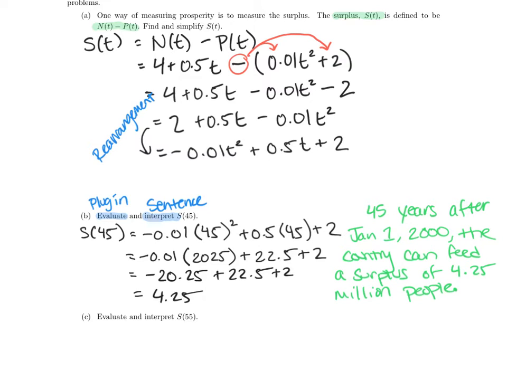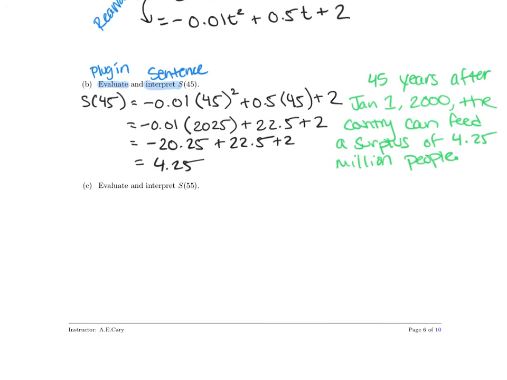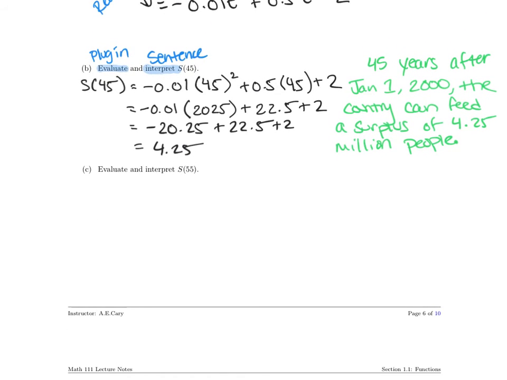Let's try the next problem, where we're going to do the same thing. We're going to evaluate, except now it is 55 years after January 1st, 2000, and then we're also going to write another sentence. So this will be S of 55, and yes, my S's and my 5's look almost exactly the same. I'm going to try to make sure that you can differentiate. Let's take our S equation and plug in or evaluate with 55.